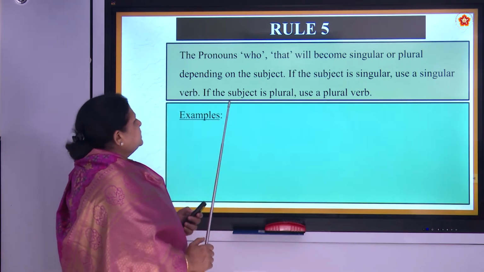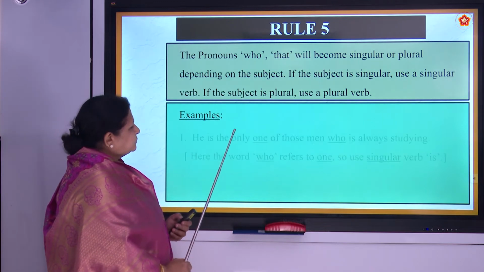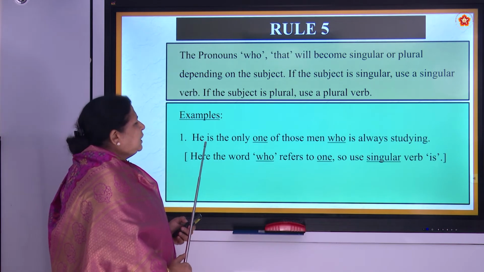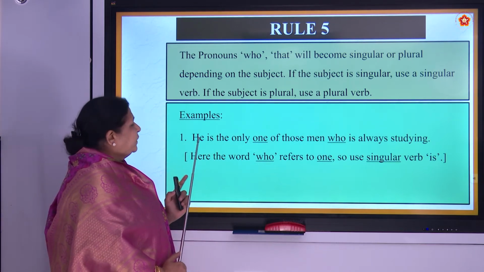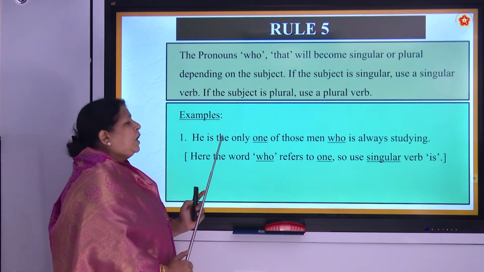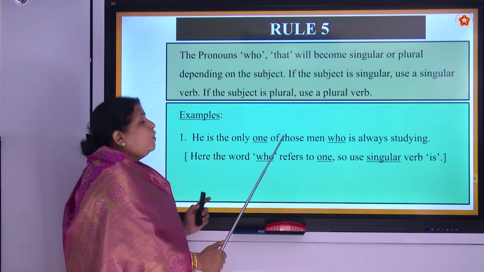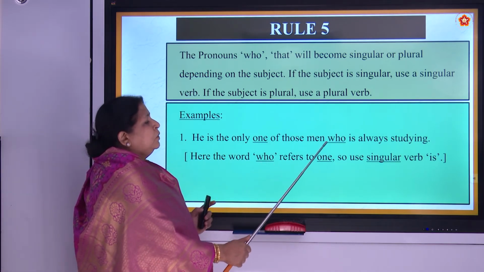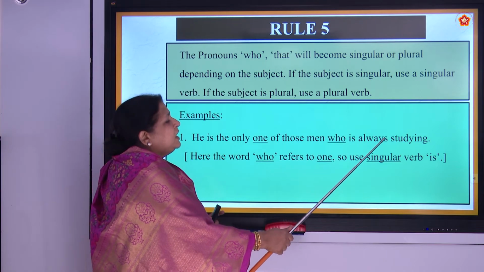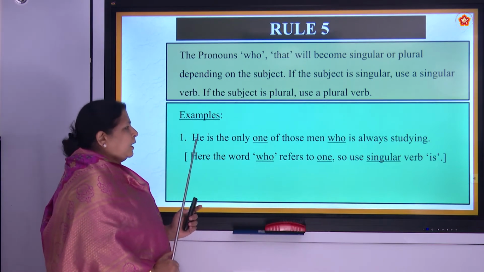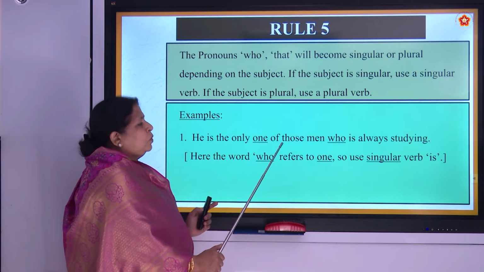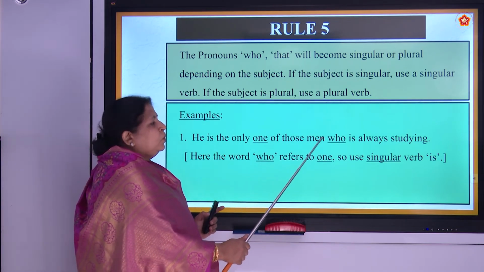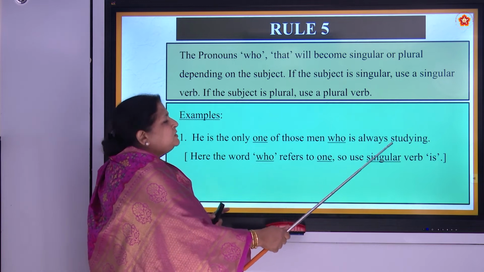Now, let us see some examples. Now listen carefully, this sentence is very tricky. He is the only one of those men who is always studying.